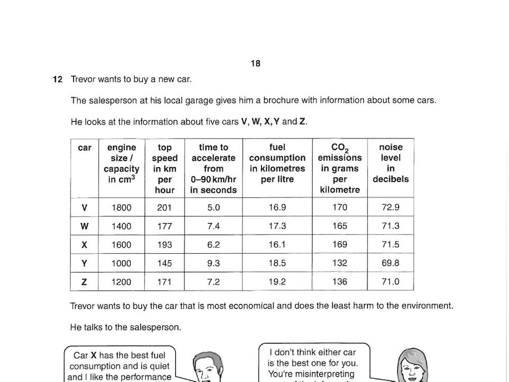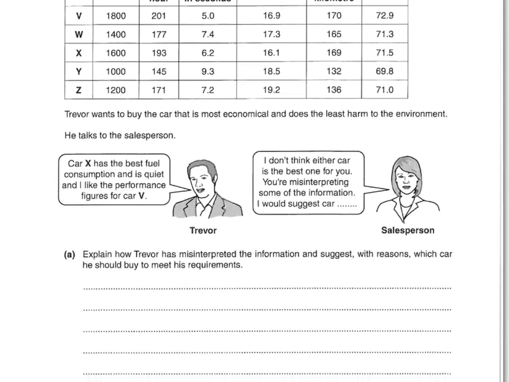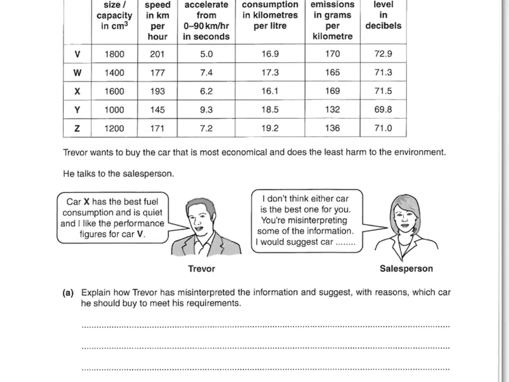So the next question says, Trevor wants to buy a new car. The salesperson at his local garage gives him a brochure with information about some cars. He looks at the information about 5 cars, and there they are. So there's the information. It says, Trevor wants to buy the car that is most economical and does the least harm to the environment.